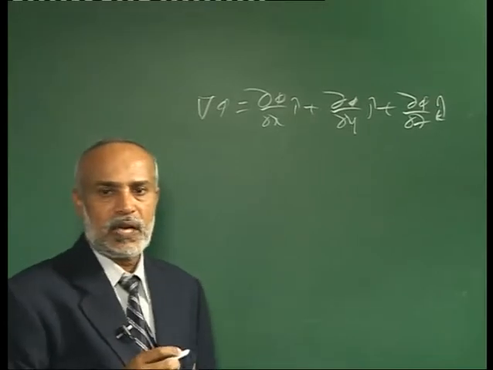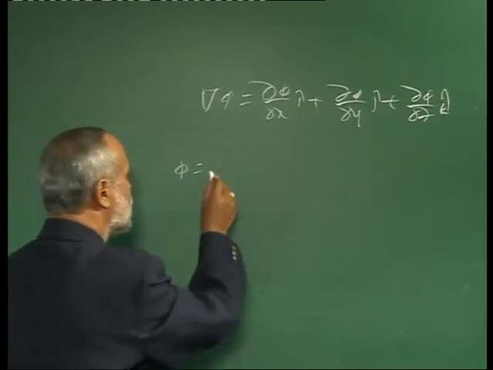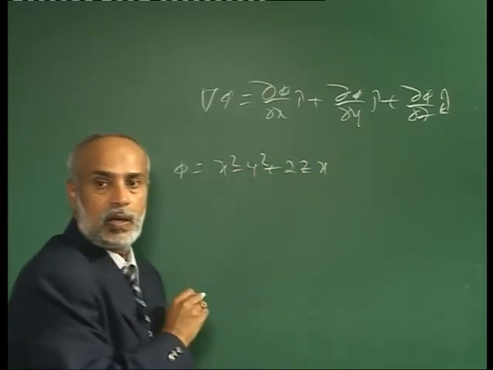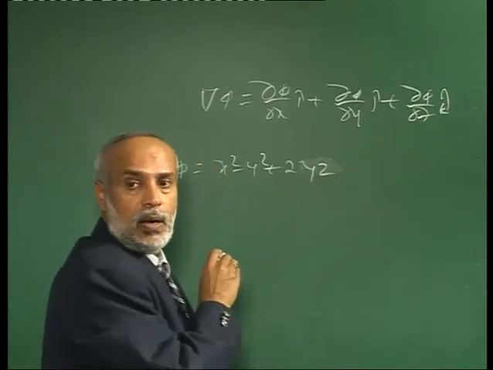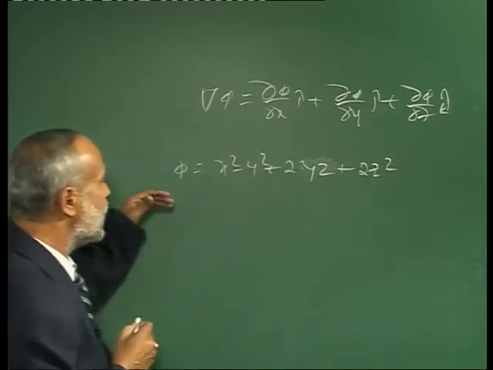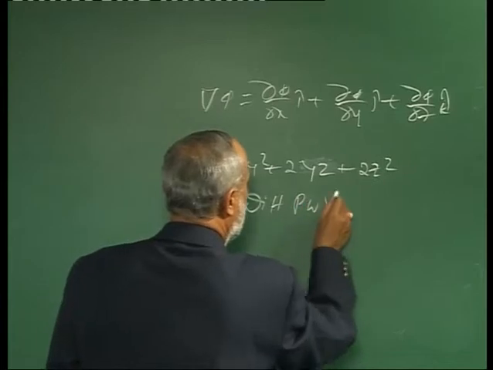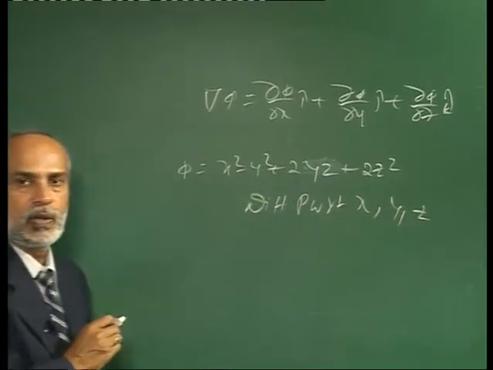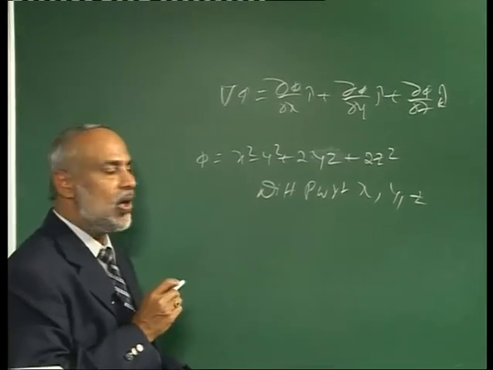Now, what is the given function? Phi equals x squared minus y squared plus 2yz plus 2z squared. First, we differentiate this function partially with respect to x, y, and z separately.